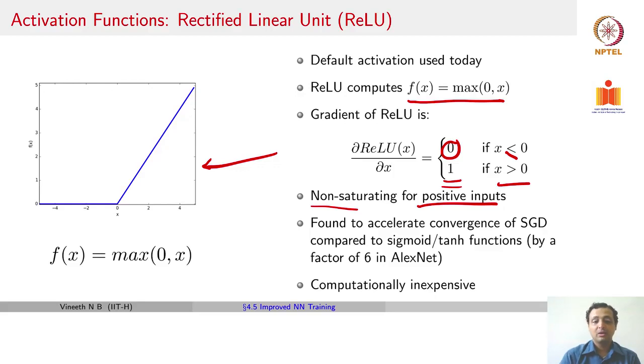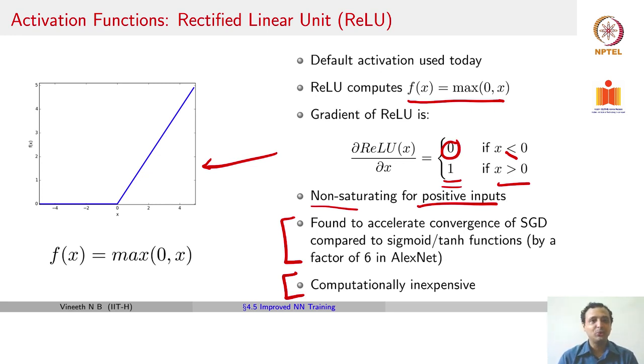In the AlexNet work in 2012, this was found to accelerate convergence of SGD compared to sigmoid or tanh functions by a factor of 6. In other words, convergence happened 6 times faster using a ReLU activation function as compared to using a sigmoid or a tanh activation function. It's computationally very cheap.